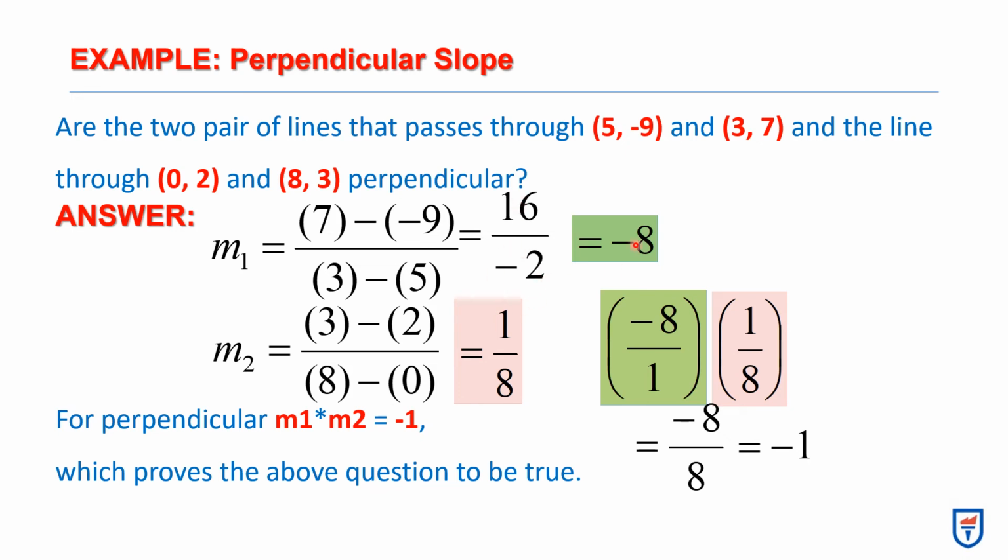16 divided by -2 gives us -8. So we do the same for line 2 to calculate the slope of the second line. Now to calculate the slope of the second line, we also label this one as our first coordinate and this one as the second coordinate.